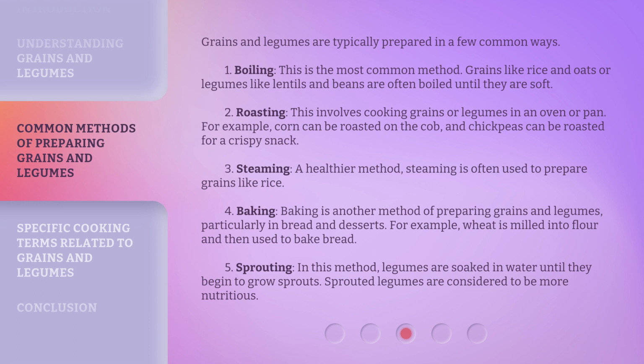3. Steaming. A healthier method. Steaming is often used to prepare grains like rice. 4. Baking. Baking is another method of preparing grains and legumes, particularly in bread and desserts. For example, wheat is milled into flour and then used to bake bread. 5. Sprouting. In this method, legumes are soaked in water until they begin to grow sprouts. Sprouted legumes are considered to be more nutritious.